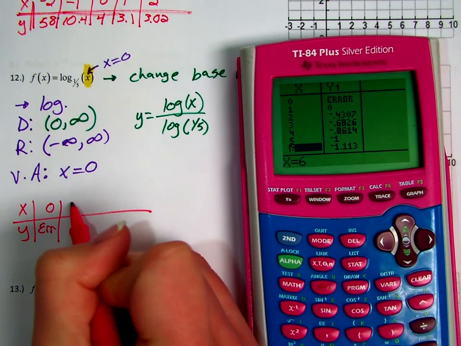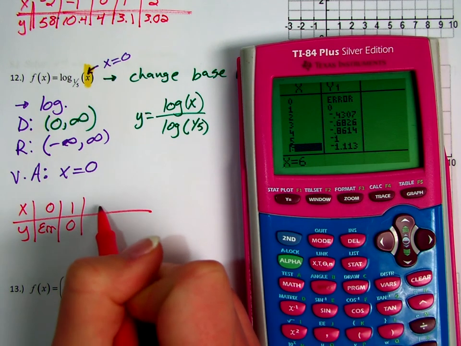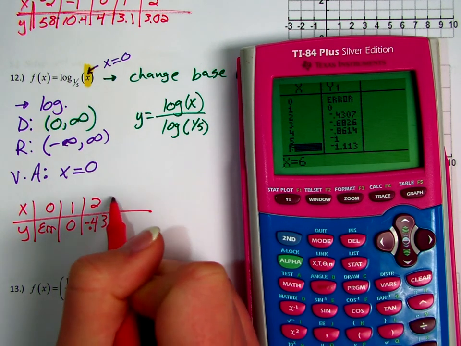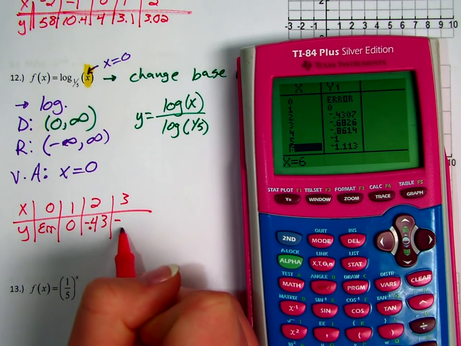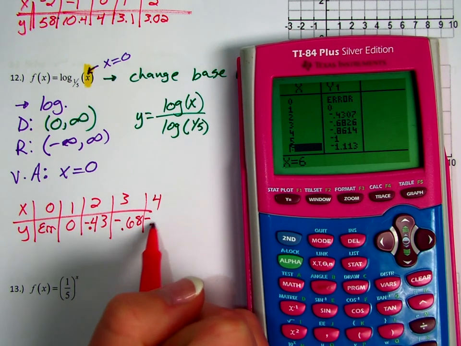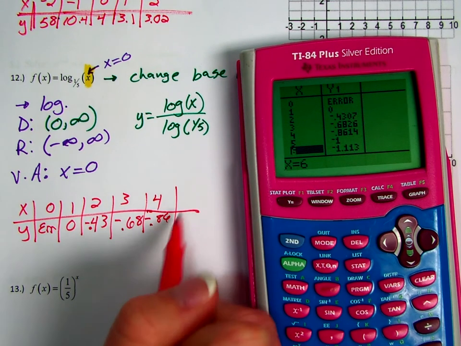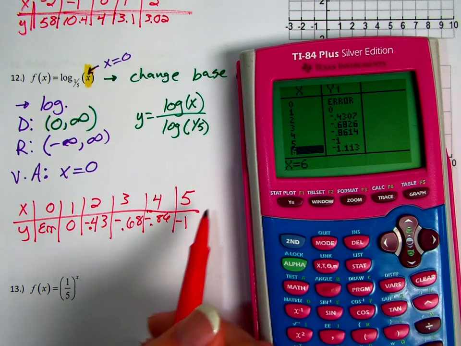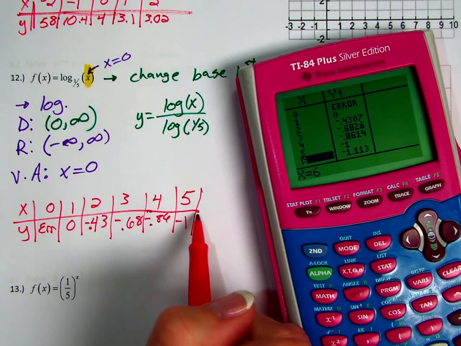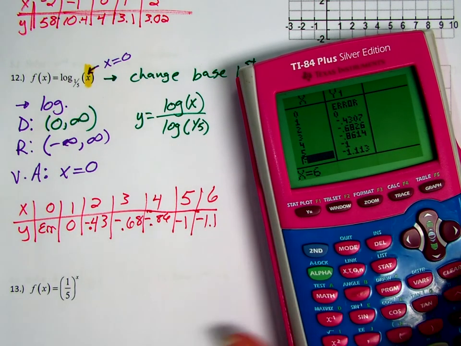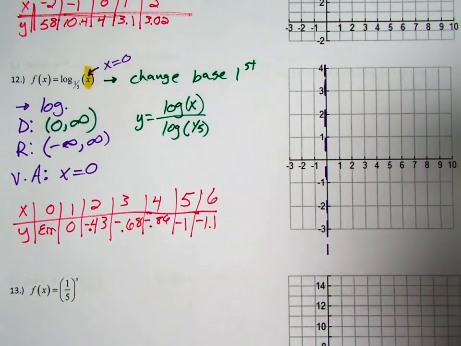And then 1, 0, 2, -0.43, 3, -0.68, 4, -0.86, 5, -1, and 6, -1.1 should be enough. So now we're going to go ahead and graph those.